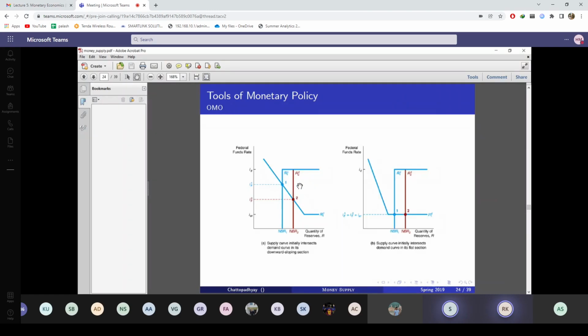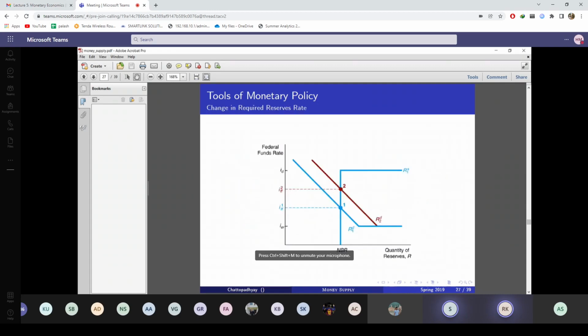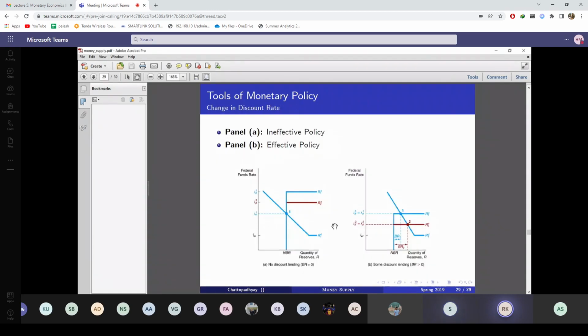Open market operation is an expansionary monetary policy. As a central bank, I purchase bonds from the commercial bank. Expansionary monetary policy is associated with the reduction of interest rate. Reduction of interest rate increases investment, increases output. Same thing over here. This panel B is an expansionary monetary policy.